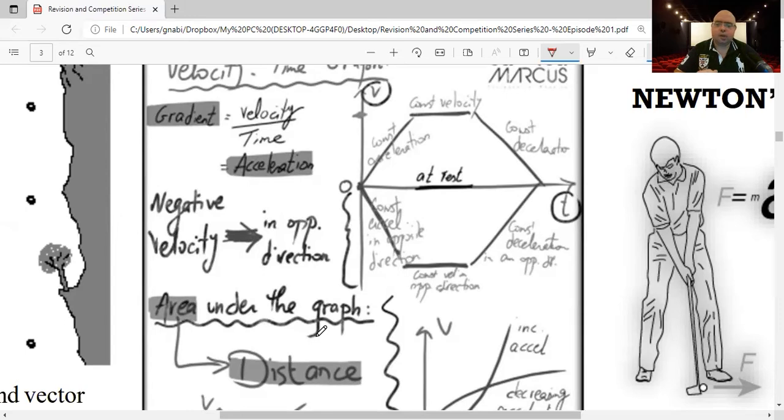And any horizontal line represents an object moving at a constant velocity, because the horizontal line has a zero gradient. When the gradient, the acceleration, is zero, it means the object is moving at a constant velocity, except if the line is on the time axis itself, where velocity is zero, then we say this object is at rest or stationary. Okay. Any doubts?